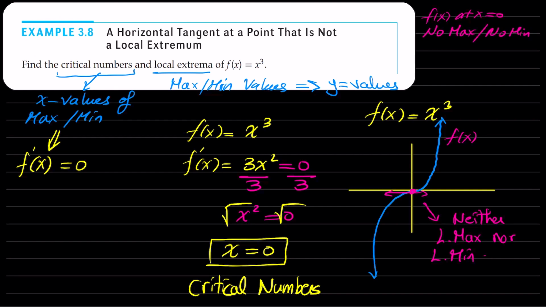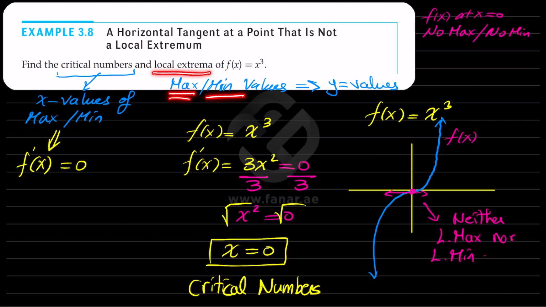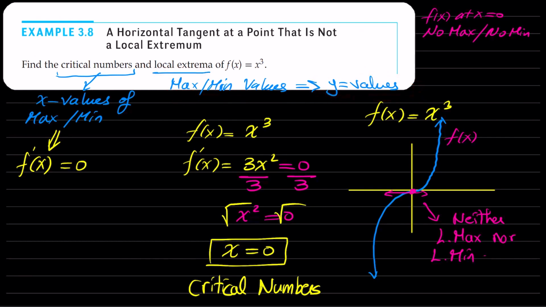So again, in this question, they asked me to find two things, critical numbers and the local extrema. Local extrema, we said, are the maximum and minimum values, which are the y values. The critical numbers are the x values of the maximum and minimum. How to find those x values? Usually we find the first derivative and make it equal to 0. We did it, we solved it, and we found that at x equals 0 there is a critical number.